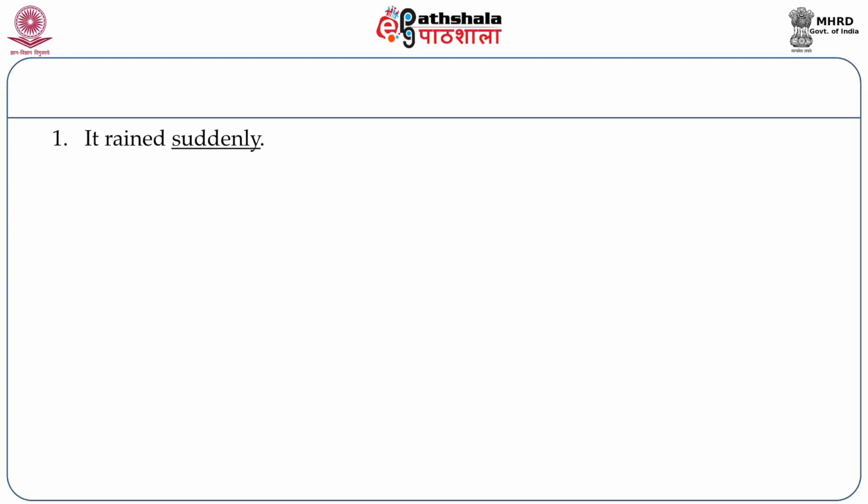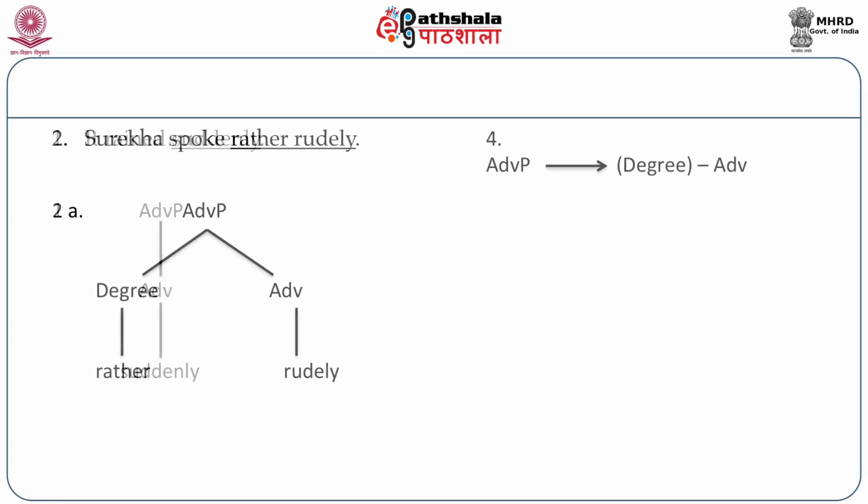We have this sentence, it rained suddenly, where suddenly is an adverb phrase, and we have this diagram for the adverb phrase where the adverb phrase consists of only the adverb, which is suddenly. Now look at sentence 2, where we have this sentence, Surekha spoke rather rudely. Here rather rudely is the adverb phrase, and here rather is a degree word, and therefore the tree for the adverb phrase has two elements. One is the degree word and the other is the adverb.